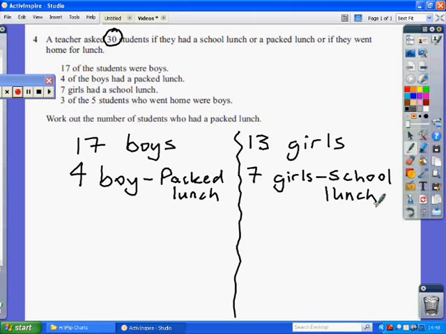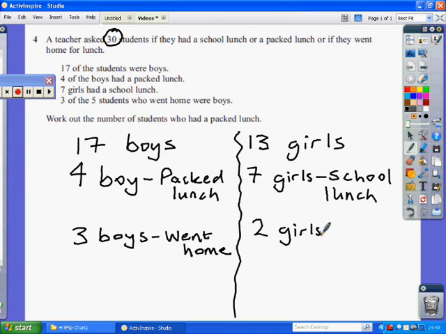3 of the 5 students who went home were boys. So that means 5 students went home altogether. 3 of them were boys, so I can write 3 boys went home, which means 2 girls must have also gone home, so 2 girls went home. What I've done so far is a bit of basic taking away.